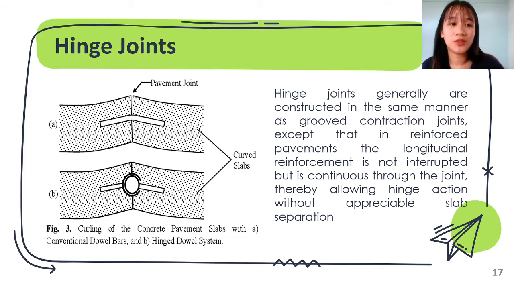So the first one is the conventional dowel bar. This one in the middle is the dowel bars, which hold the two separate slabs together. The letter B is the hinge dowel system. In the middle part of letter B is the hinge, so they call it hinge dowel systems.